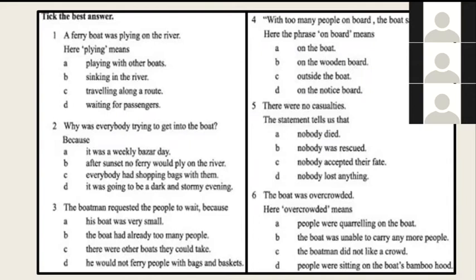Okay, can you tell me? Traveling along a road. It's maybe right. I'm not sure. Okay, plying means not sinking in the river. Sinking means going under the water. Plying means the boat was moving from one side to another side. So Fabiha may be correct. Traveling along a road. That means it was traveling, going from one side to another side and carrying the passengers, right?